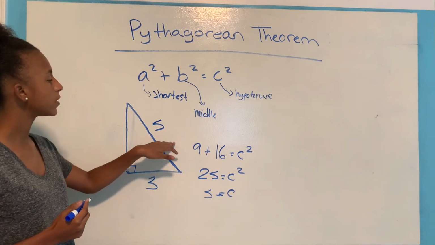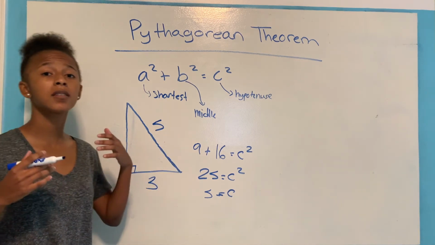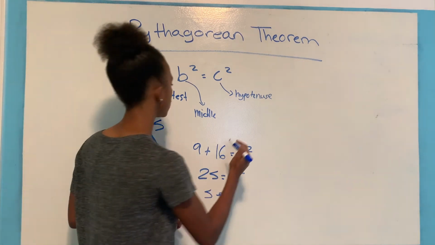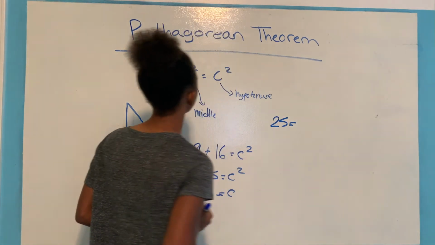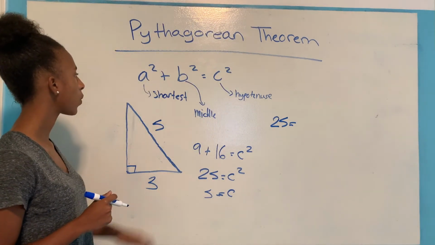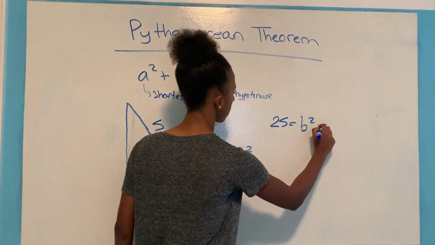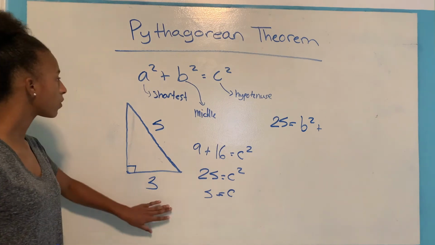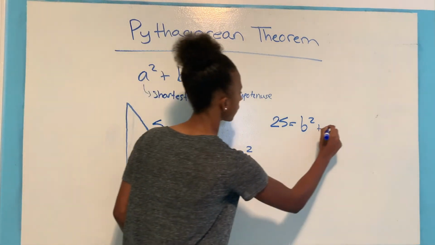You know that it's C squared. So C squared would equal 25, because C in this case is 5. So it's 25, and that equals B squared plus A squared. So let's write B squared plus, and we know that A squared is going to be 9 because it's 3 squared.